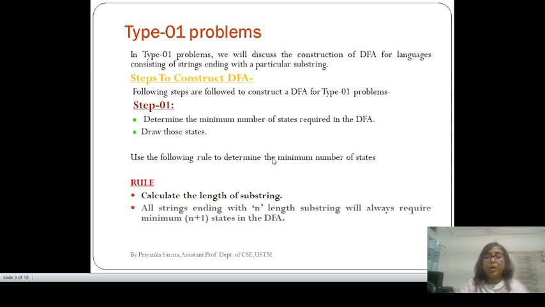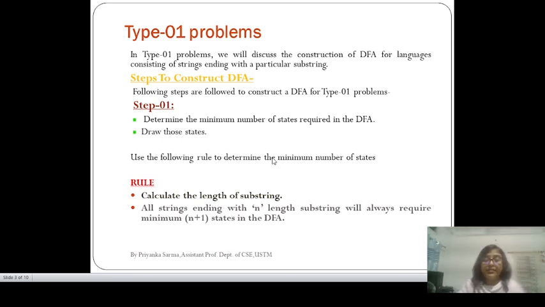Now the basic problems of construction of DFA, we have divided into two different types, type 1 and type 2. In this problem type, we will discuss the construction of deterministic finite automata for languages consisting of strings ending with a particular substring. Now here are the steps to construct the deterministic finite automata.